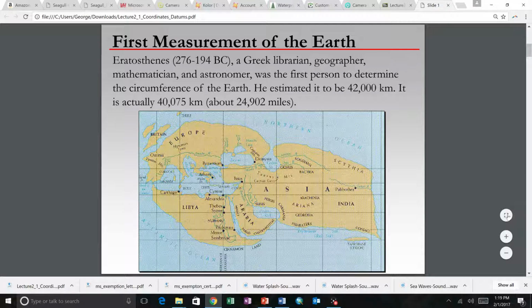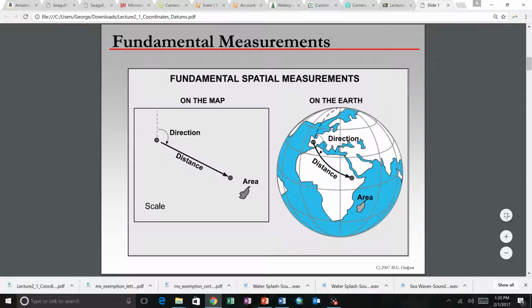So he estimated that the Earth could be about 42,000 kilometers. In fact, neither kilometers or miles were units of measure in his day, so he used some other unit of measurement. But he measured that, and he was pretty close, which is kind of exciting for that period of time. But one of the things that he proved, or that he was pretty sure of, was that the Earth was round. Okay, and that information would get lost by Europeans and then rediscovered later.